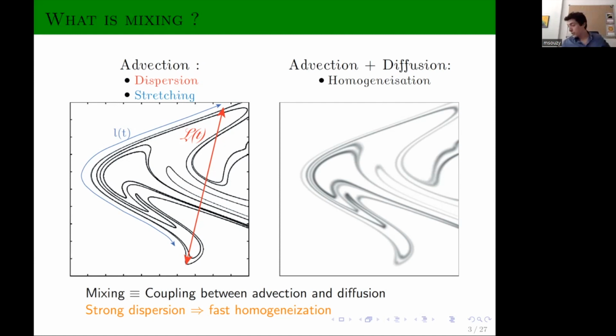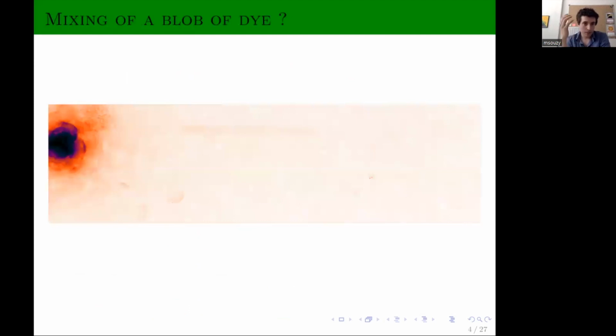And the first thing that we can very naively predict is that if you have a strong dispersion process, so an advection flow field which is promoting a strong dispersion, it will promote a fast homogenization of your concentration levels. So having this in mind, now we can jump to the question of how a blob of dye that we would inject in the bulk of a 3D porous medium would mix.